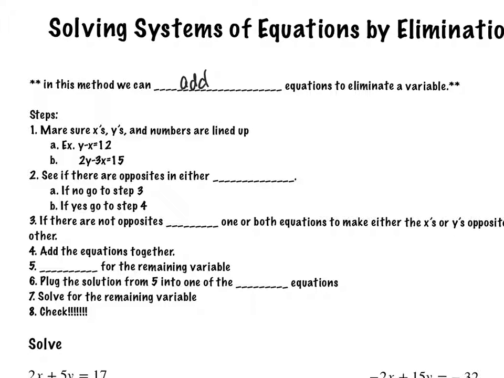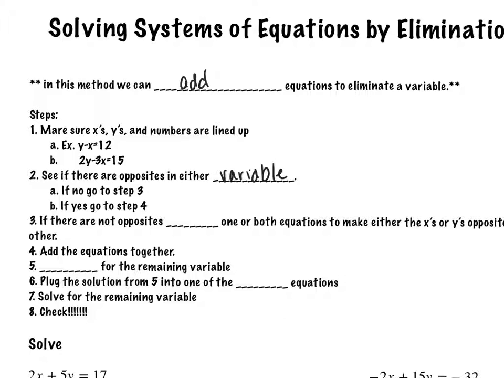Number 2 is we're going to see if there are opposites in either variable. So what do I mean by opposites? What would the opposite of 2x be? Negative 2x. So negative 2x would be the opposite of 2x. What would the opposite of negative 6y be? 6y. Basically, when we talk about opposites, we're talking about what's going to add together to equal 0.